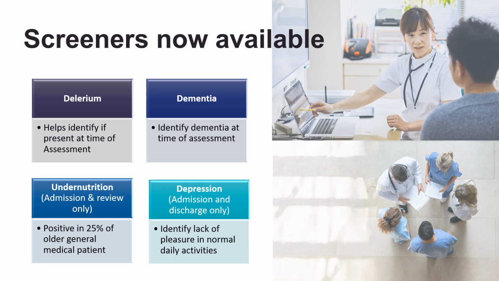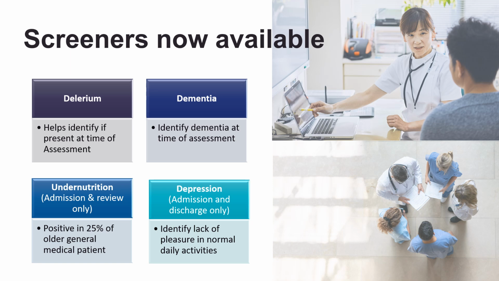There are 4 screeners now available in the acute care assessments. Screeners are used to assist in the identification of a problem that is not easily detected with a single observation. A positive indicator on any of these screeners may identify the need for a further assessment or referral. It's important to note not all 4 screeners are present in every assessment type.